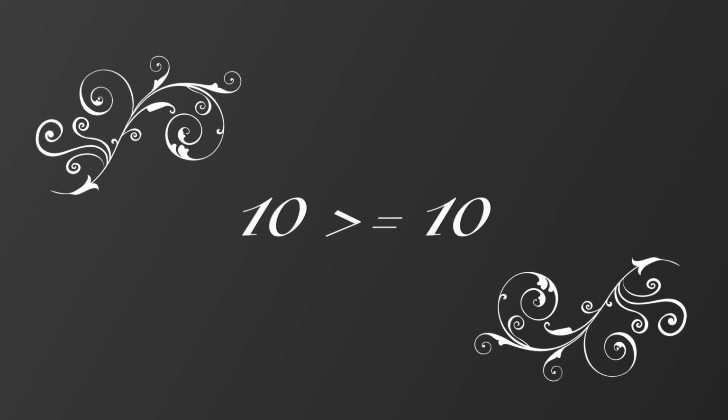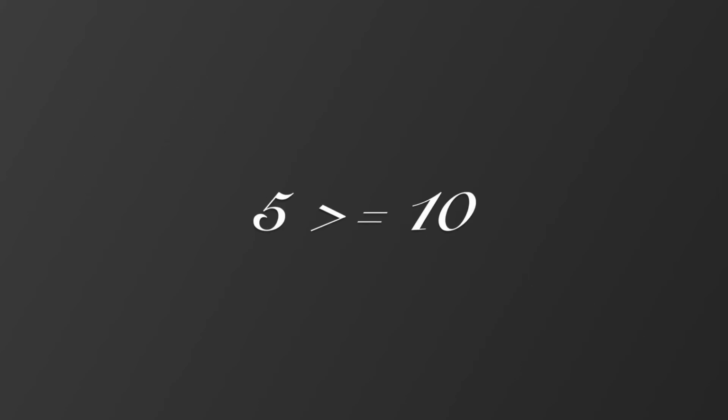Here's another example. 10 greater than or equal to 10 would return a true because 10 is equal to 10. Another example would be 5 greater than or equal to 10. That will return a false because 5 is not greater than or equal to 10.